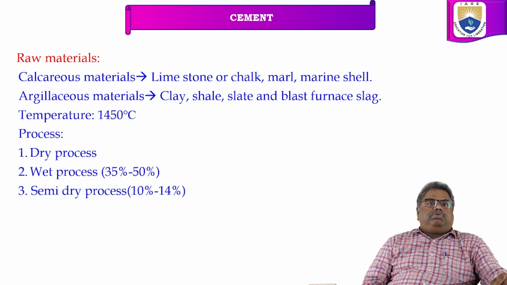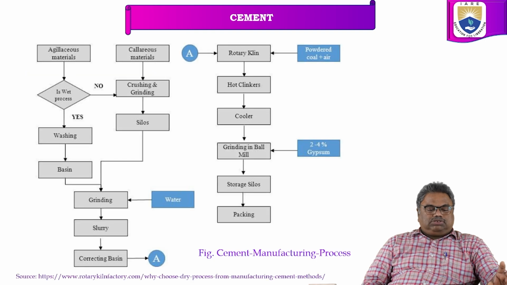So, the cement making process. We have three processes: the dry process, the wet process, and the semi-dry process. The dry process and wet process are different, but the semi-dry process is a combination of the wet and dry processes.